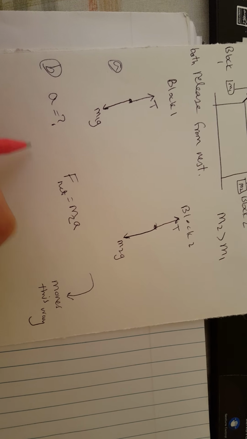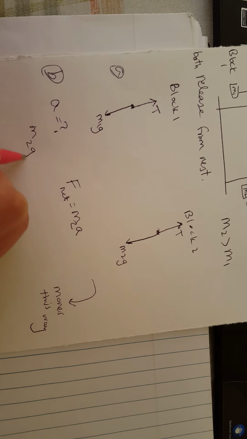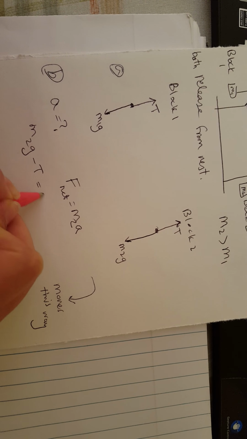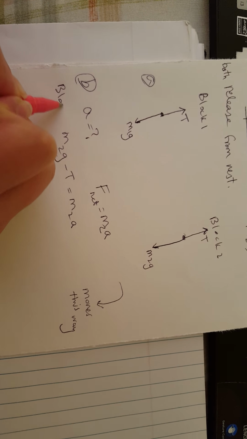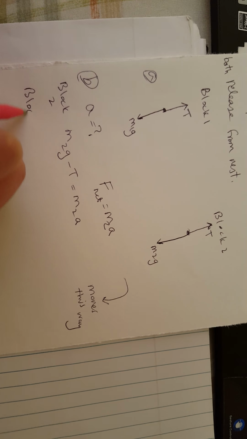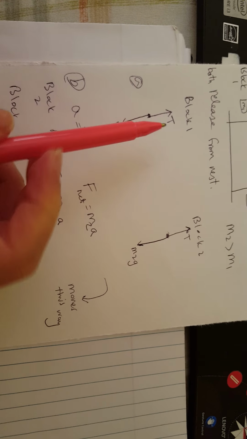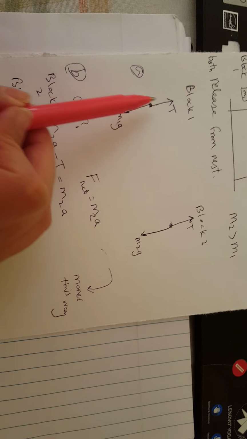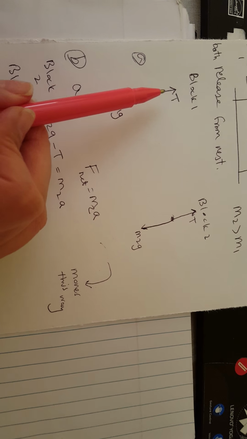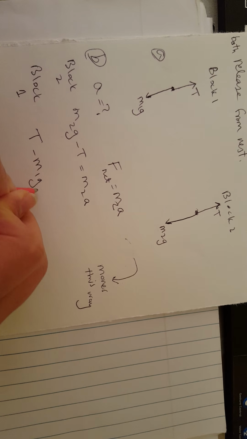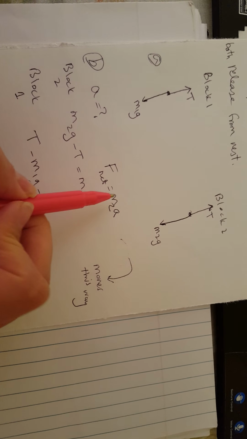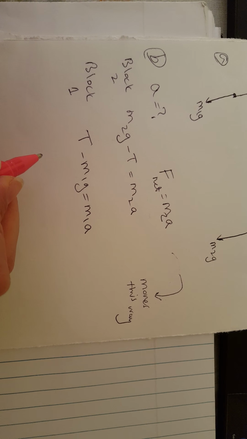So if the system moves this way, that means M2G is going to be bigger than the tension. So M2G minus tension gives me M2A. And this is for block number 2. And in the system for block number 1, if the system moves clockwise, moves to the right, then that means T is bigger than M1G. So that's going to be T minus M1G equals M1A. So I'm utilizing essentially the same Newton's law that I used for block number 2.